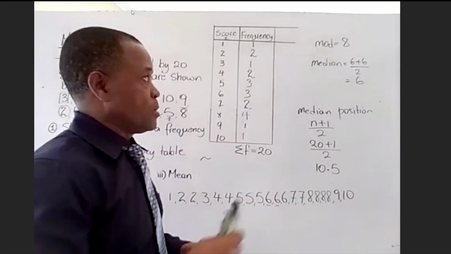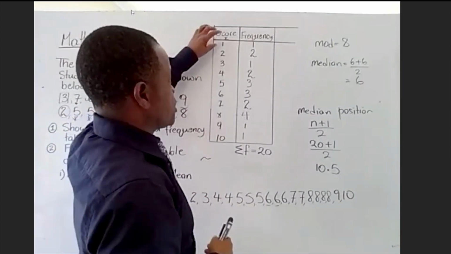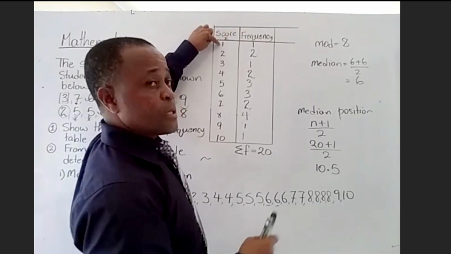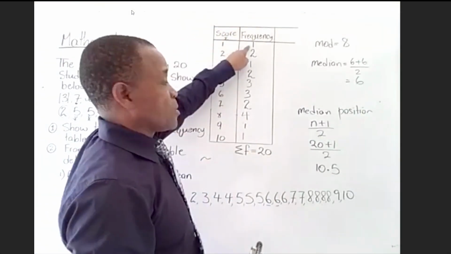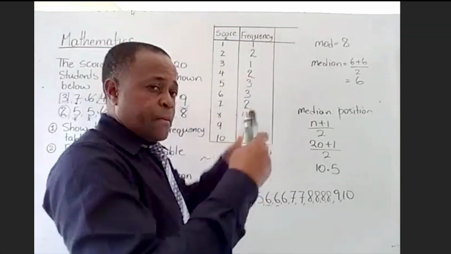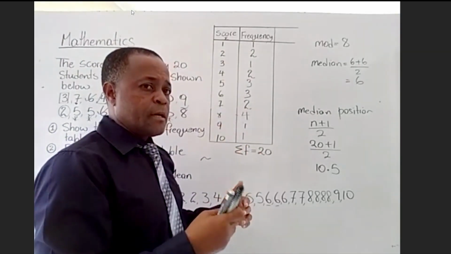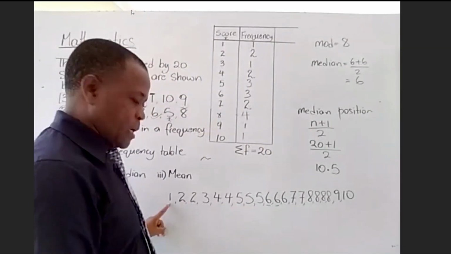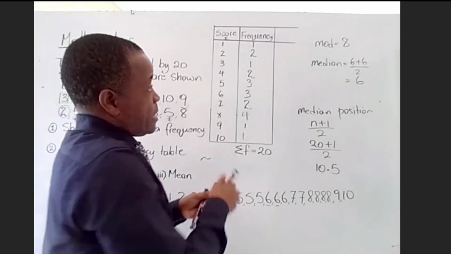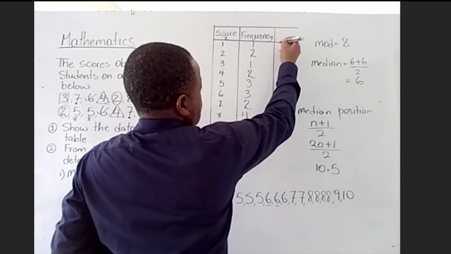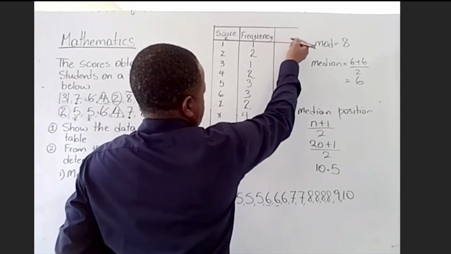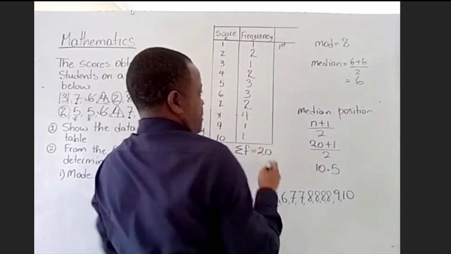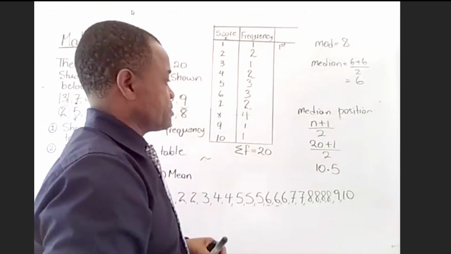Very, very simple. Notice here, the score of 1 appears only one time. So if I'm going to write out my scores, then 1 would take up the first position. I could write it here. So 1 will take up the first position. So the first position is already taken up.